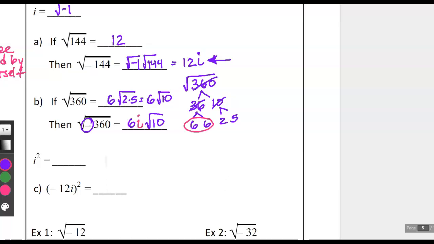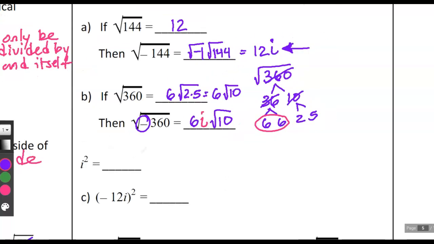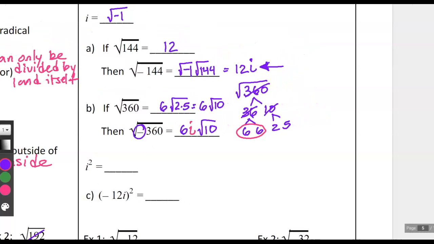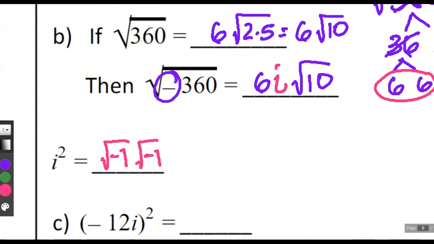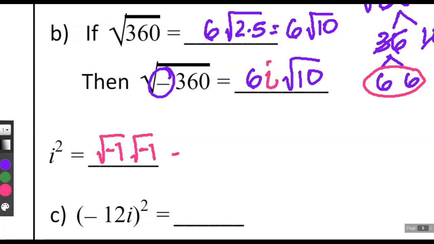Just really quickly, what do you think I squared would be? Remember, what is I equal to? The square root of -1. So if we're squaring I, technically that's the square root of -1 times the square root of -1. What is the square root of -1 times the square root of -1? -1.